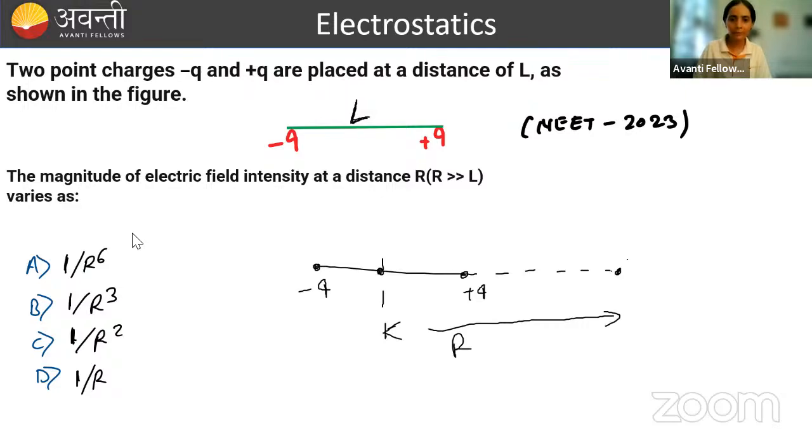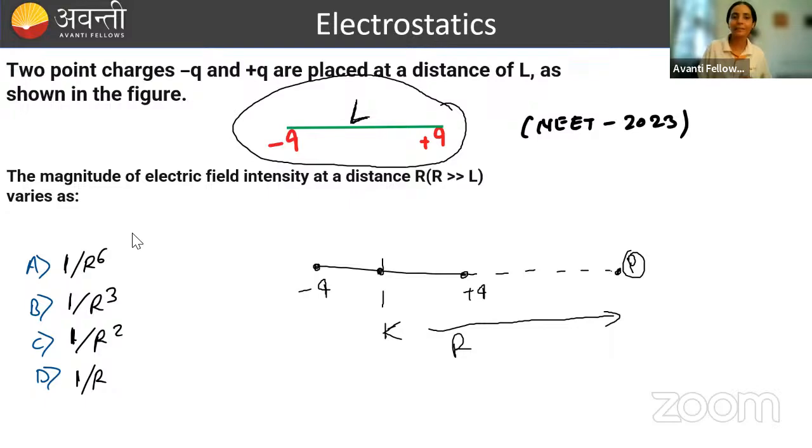If you are standing at point P and looking at minus Q and plus Q, what will you notice? Since point P is very far away from this two-charge system, you will find that minus Q and plus Q are almost at the same position, with a small separation. We have already studied that if two equal and opposite charges are separated by a small distance, that can be termed a dipole. So for point P, this two-charge system will act as a dipole.